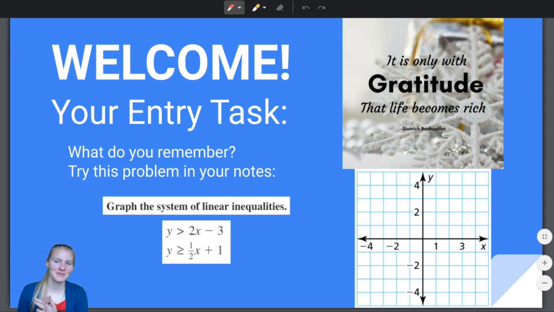Graph the system of linear inequalities. Step number 1 is to graph each linear inequality. So we'll do the first one in red. I have a y-intercept of -3 and a slope of 2, which I can think of as 2 over 1. So I'll rise 2 and run 1. And let's see, that is just greater than, so this will be a dotted line.